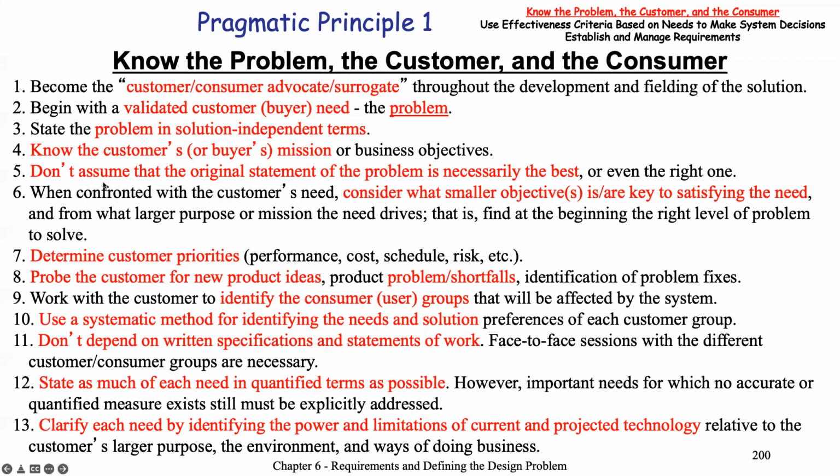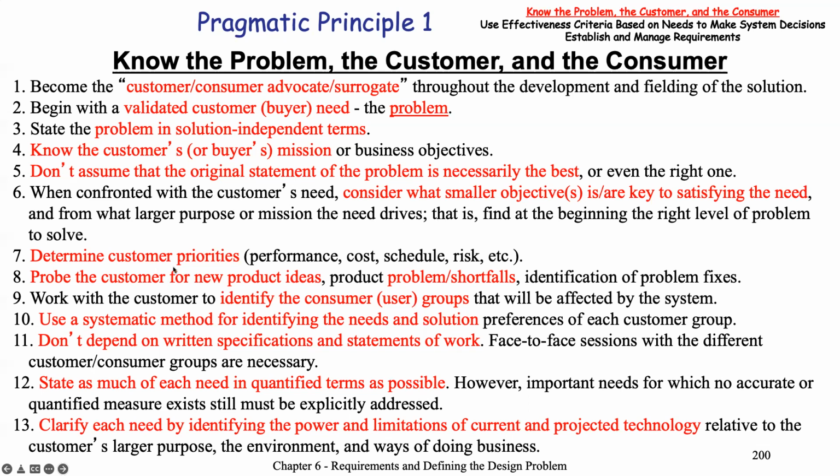You do not want to assume that the original statement of the problem is necessarily the best. So there can be some evolution and some give and take that would happen over time. And so the system engineering folks would be critical in helping that out. When confronted with the customer's needs, you want to consider what smaller objectives are key to satisfying that need. And so how do you start to break that down into, say, key performance parameters?